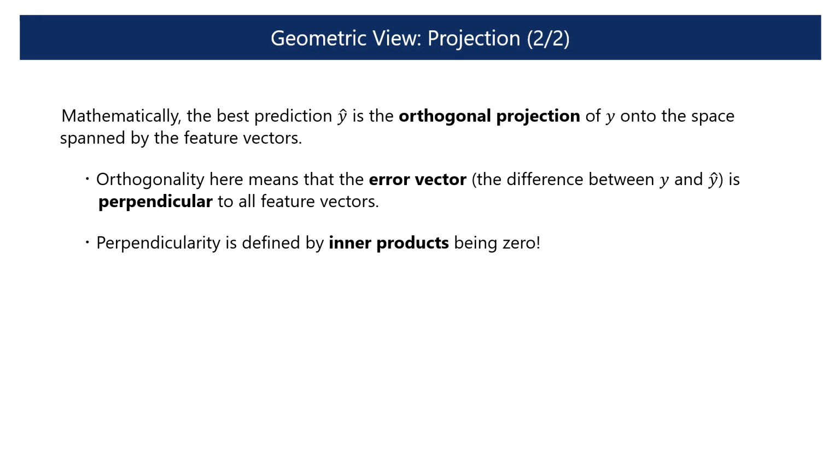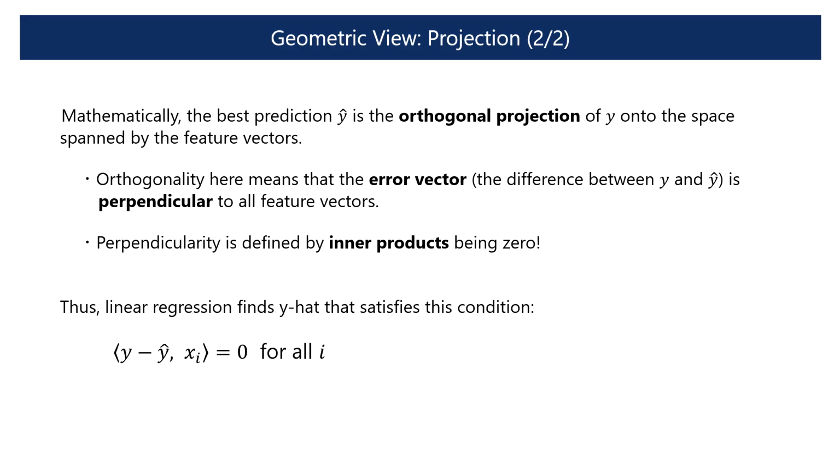Mathematically, the best prediction y hat is the orthogonal projection of y onto the space spanned by the feature vectors. Orthogonality here means that the error vector is perpendicular to all feature vectors. The error vector represents the difference between y and y hat. Perpendicularity is defined by inner products being zero. Thus, linear regression finds y hat that satisfies this condition.